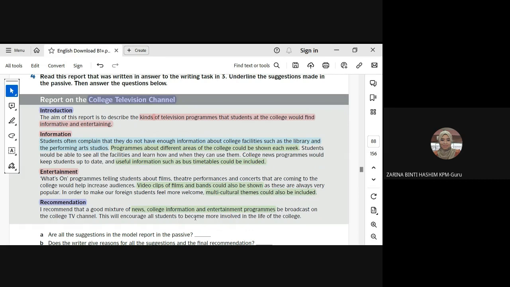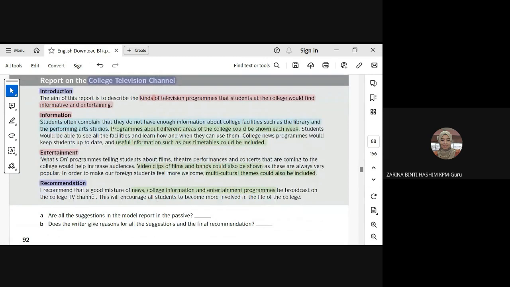So this is one format of a report. If you look at your textbook, towards the end of the pages, there are a few formats. So this is one of the formats for the report. Most probably this will be the report question that will be coming out for your trial paper 2.